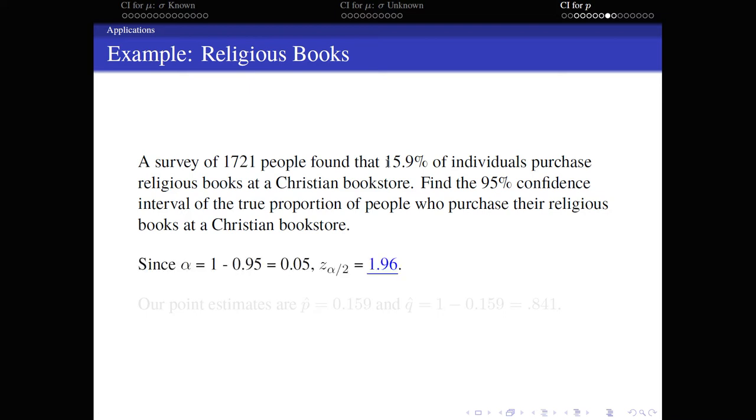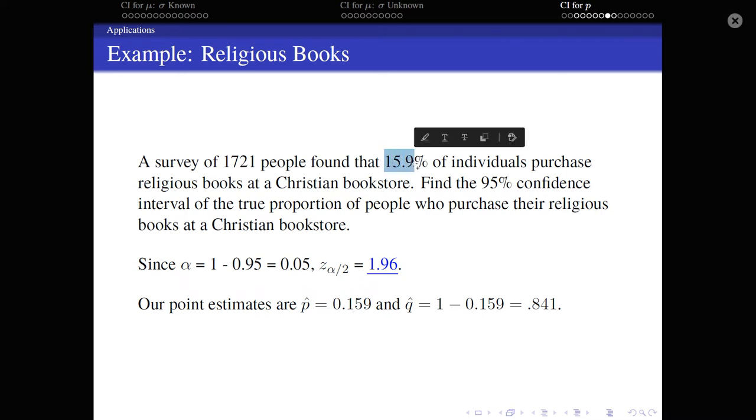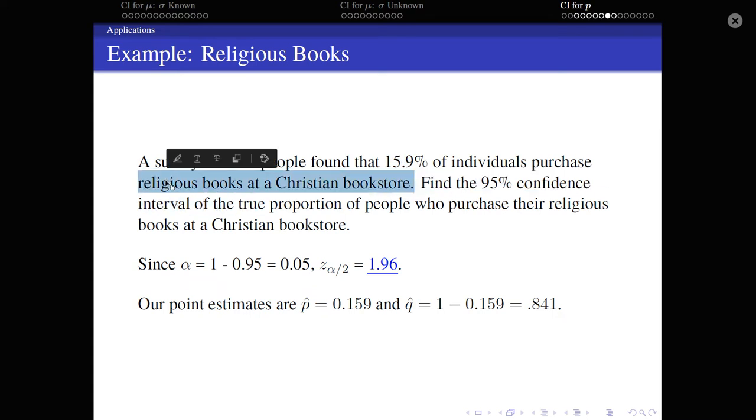Coming back, for our 95% confidence interval, we find z sub alpha over 2 is 1.96. Our point estimate of p hat is 0.159, and this is what we were given in this percentage. So you're already given the proportion of individuals who have success or who have purchased religious books at a Christian bookstore. And then we've got our q hat of 0.841, and that's just 1 minus p hat.